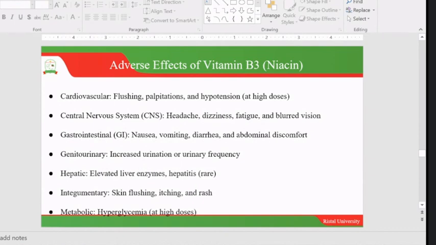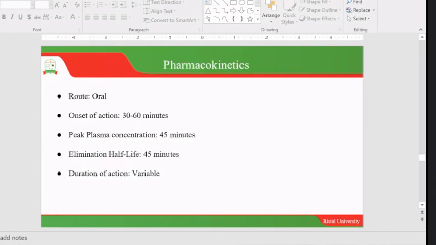Remember, these are water-soluble vitamins. And for the hepatic system, we are looking at elevated hepatic liver enzymes, and in rare cases, hepatitis. For metabolic effects, we could look at hyperglycemia, since it is required in the breakdown of carbohydrates into glucose. Then we talk of increased glucose levels in the blood.